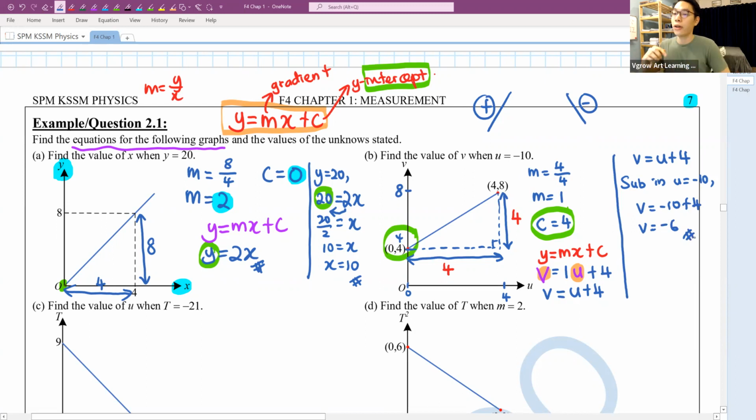Okay, so now we already learned how to form equation of straight line, which is by first finding gradient. Next, look out for where your y-intercept is. We also learned that if I got the equation, I can sub in any values inside to find out the other one. Like if you are finding u or finding v, we can use the equation.